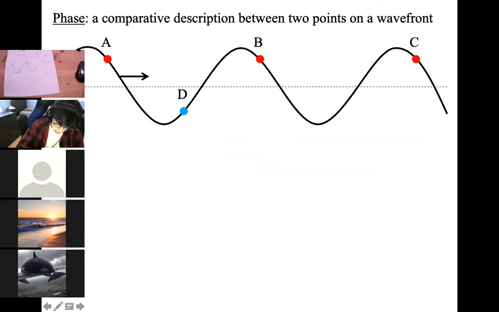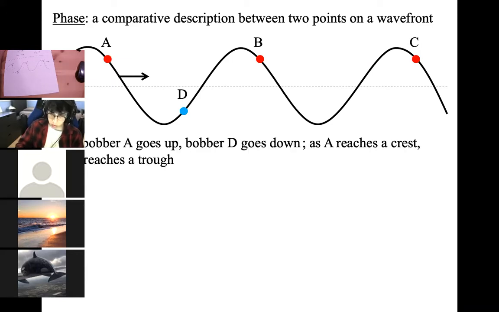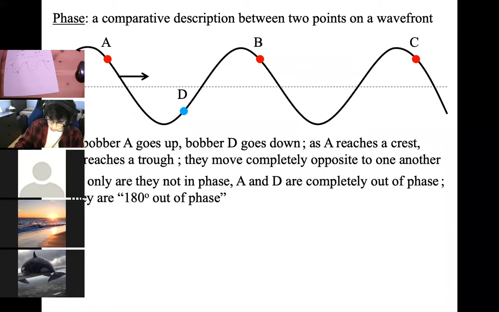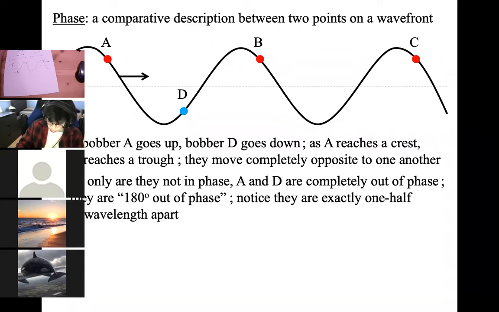Now, how far apart in terms of wavelength are bobbers A and D? A and B are exactly one wavelength apart. How far apart are bobbers A and D? Yes. Thank you, Juliana. That is correct. They're exactly 1/2 wavelength apart.